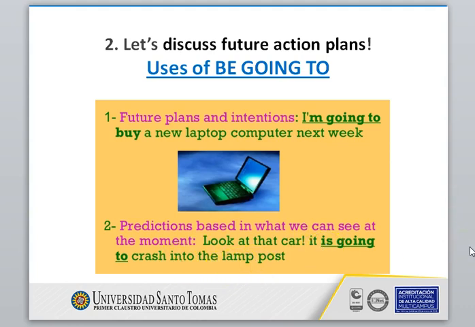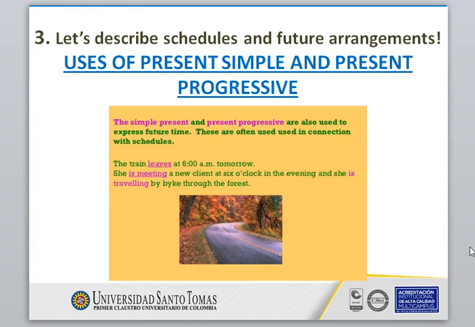We have the use of future forms also with present simple and present progressive, okay? You may be wondering why. Present simple is typically used for routines, right? Present progressive is typically used for actions at the moment of speaking. Well, in this particular case, we're talking about these 2 forms for future schedules and future arrangements. Like in the examples, the train leaves at 6 a.m. tomorrow.